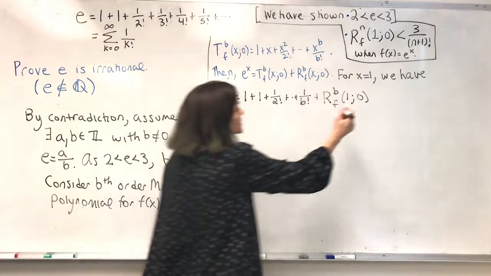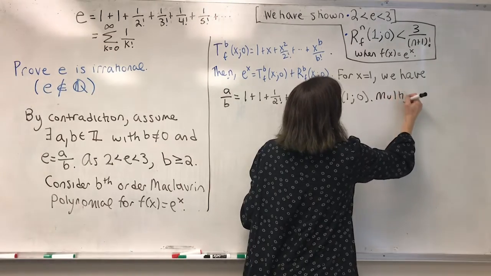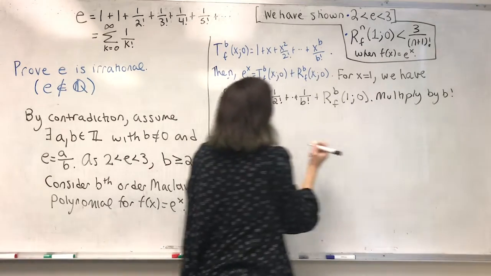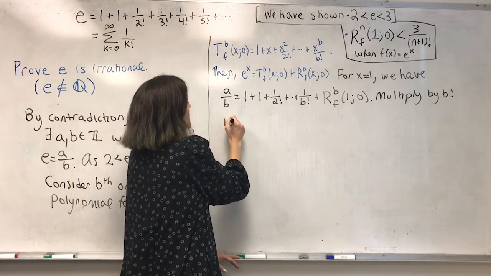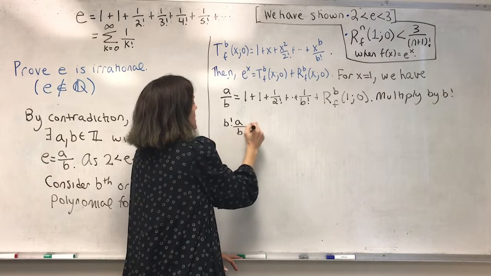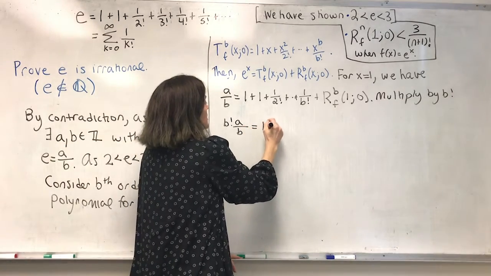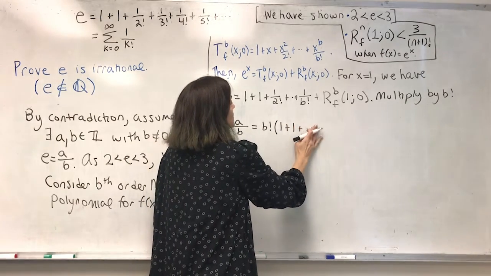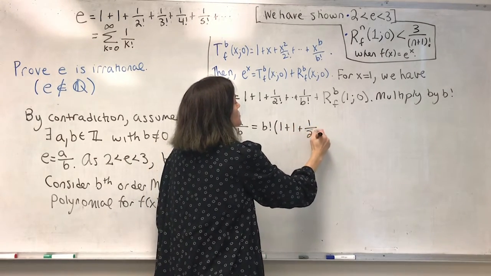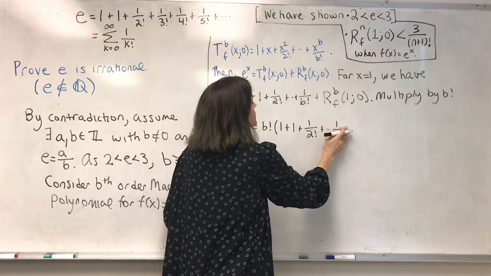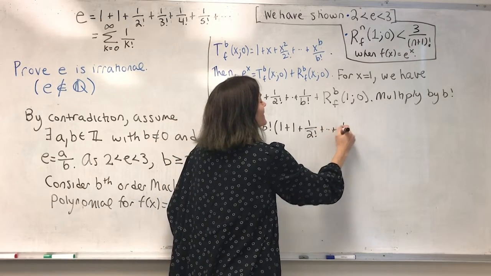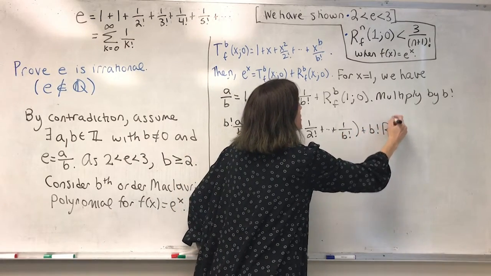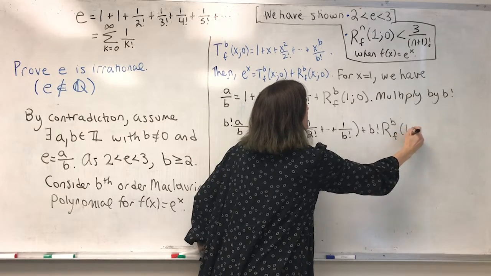So now let's multiply both sides of the equation by b factorial. And we get b factorial times a over b equals b factorial times this. Maybe I'll put this term, 1 over 2 factorial, out to 1 over b factorial. And then it's plus b factorial times R_b of f at 1, 0.